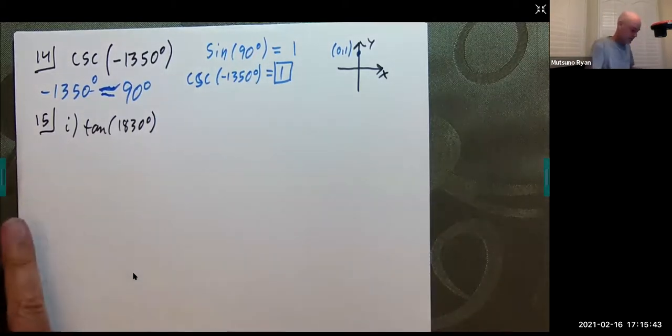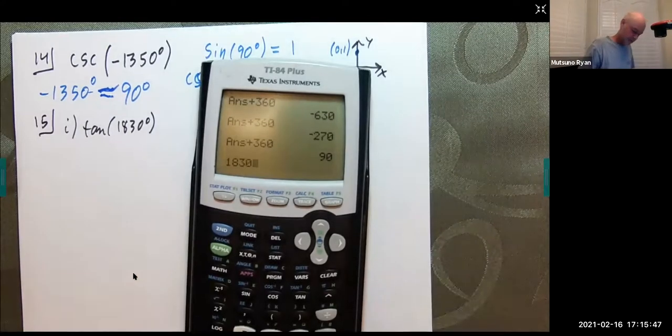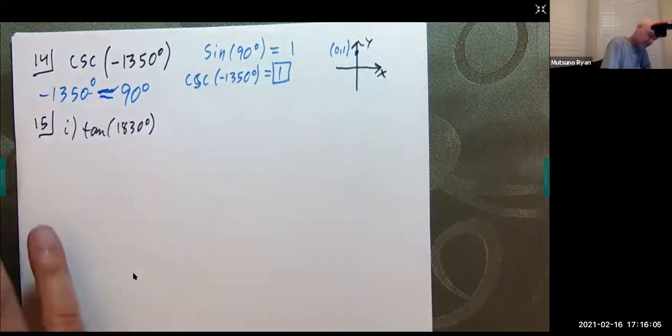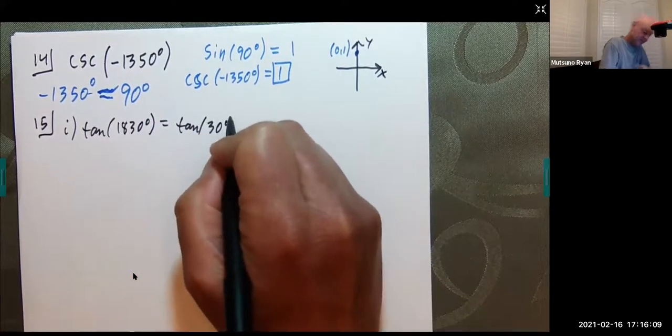And I'm going to do 1830 minus 360 minus 360 minus 360 minus 360 minus 360. Hey, 30 degrees. So this becomes the same as the tangent of 30 degrees.